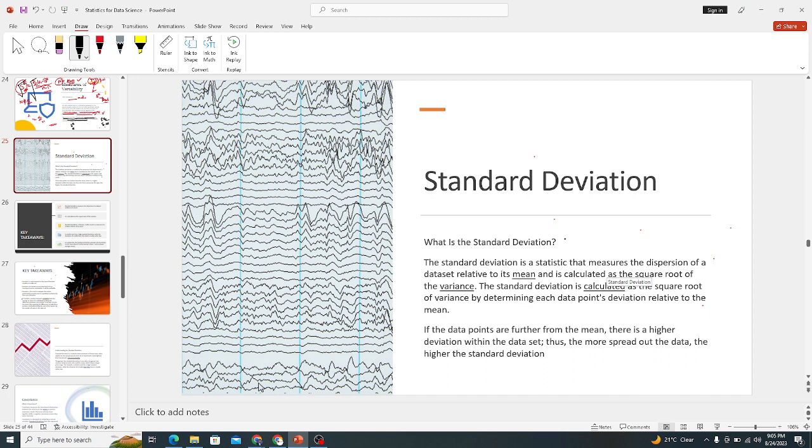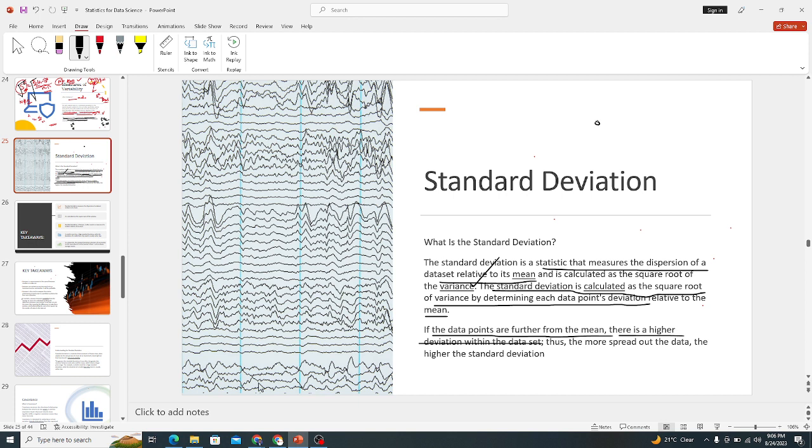So standard deviation, we've said that standard deviation is a statistic that measures the dispersion of a data set relative to its mean, and it's calculated as the square root of what? Variance. The standard deviation is calculated as the square root of variance by determining each data point's deviation relative to the what? To the mean. If the data points are further from the mean, the higher the standard deviation. Okay, so that is, if you have a great gap or a big difference between your data points and the mean, definitely your data will be spread out.